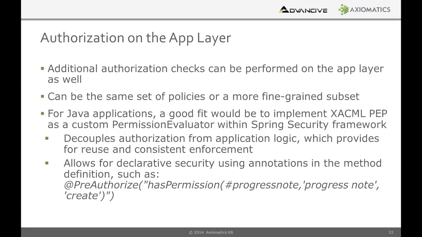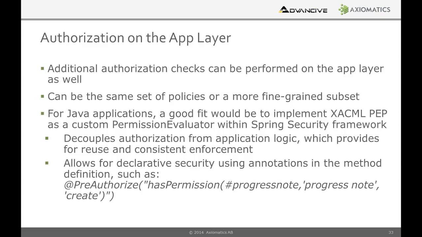Maybe in some organizations you may have an external API that goes through an API gateway, and then internal APIs that are potentially not protected by the gateway, so you can enforce the same set of policies on the application layer as you do on the API gateway. Or it could be a different subset of policies, because as the request goes through the API gateway to the application server, it might potentially be enriched with additional attributes, and you can make a more fine-grained authorization decision down on the application server layer.